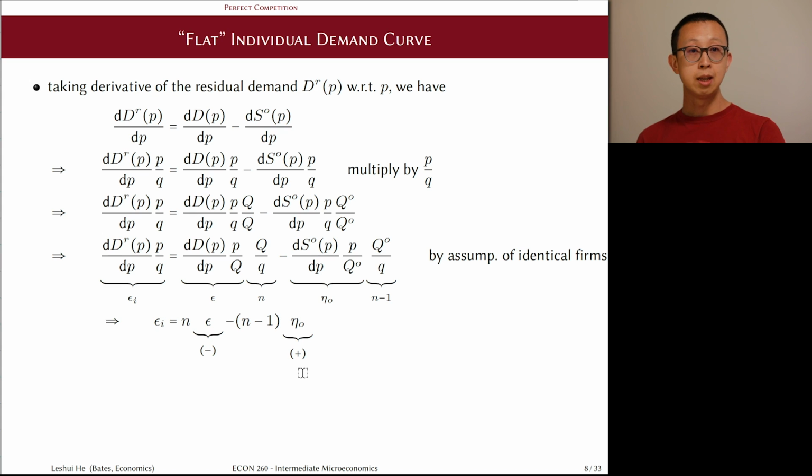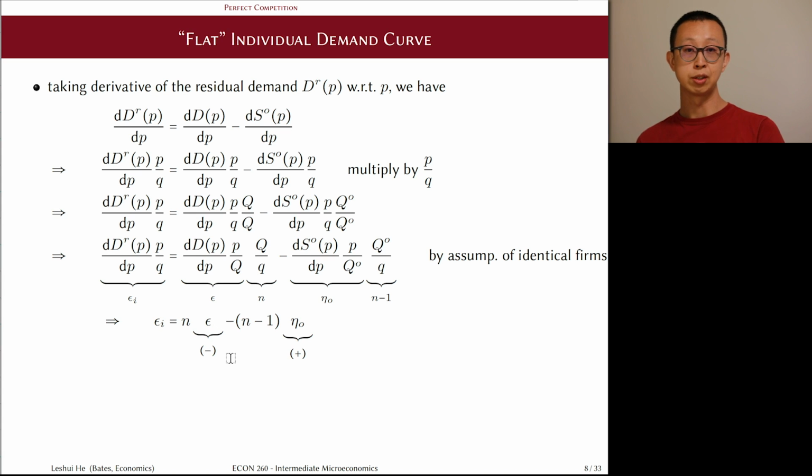Multiplied by n, the elasticity of residual demand is much more negative. Furthermore, eta is usually positive because of the law of supply. So now we further subtract a very large negative number by a large positive amount, and the elasticity of the residual demand will become even more negative. In other words, the residual demand is much more sensitive to an increase in price than the market demand.